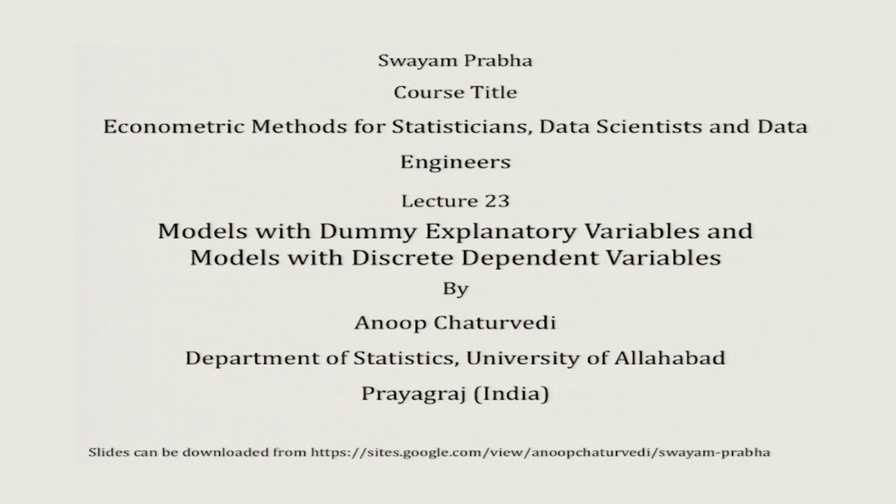Welcome to lecture 23 of the course on econometric methods for statisticians, data scientists and data engineers. The title of this lecture is Models with Dummy Explanatory Variables and Models with Discrete Dependent Variables.